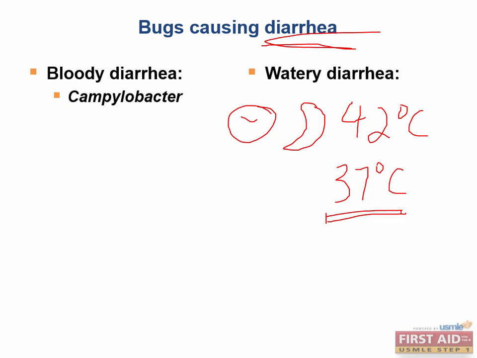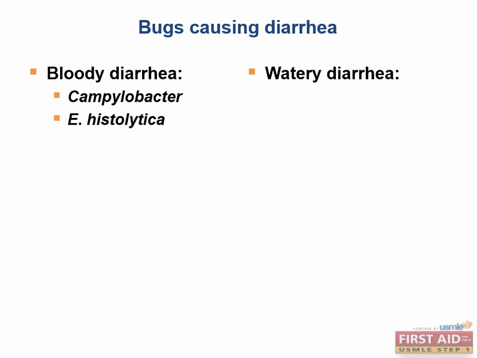Campylobacter is a major cause of foodborne illness and can be obtained through animal products as well as domestic animals such as dogs, cattle, or chickens. Do you remember which neurologic disease is associated with a Campylobacter infection? That would be the Guillain-Barré syndrome. Very good. Our next bug that causes bloody diarrhea is Entamoeba histolytica.